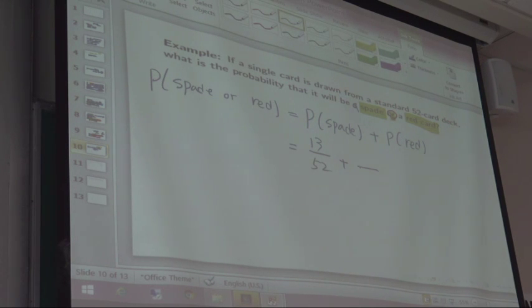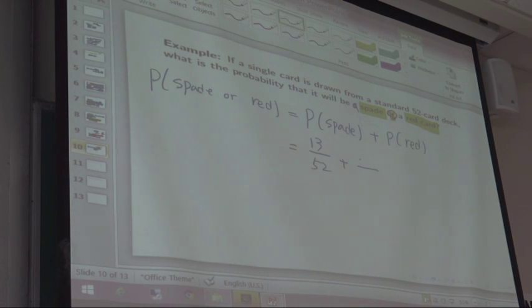What is 39? No, I mean red right now. How many red? It's going to be 26. 26 red out of 52. Yeah, hearts are 13 and diamonds are 13. The red ones, it's going to be 26.